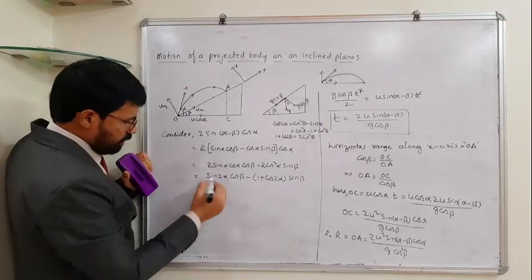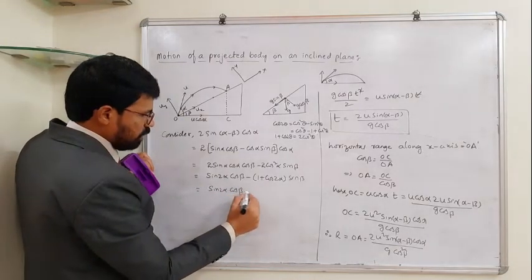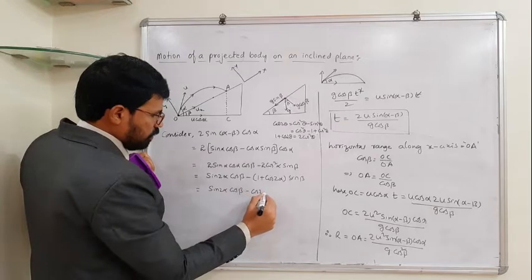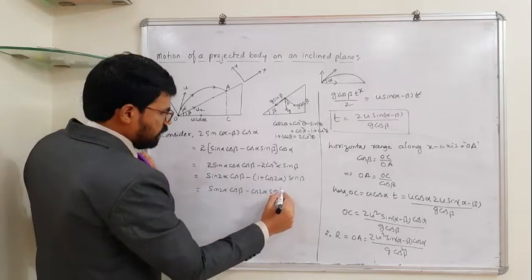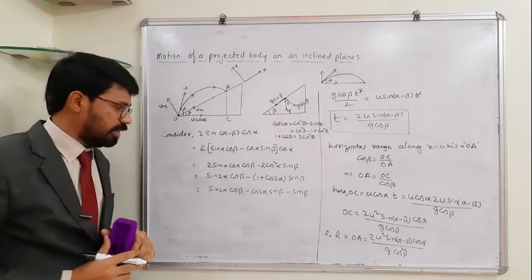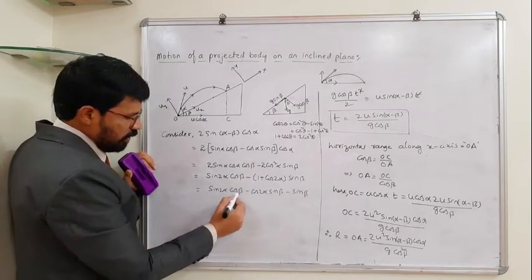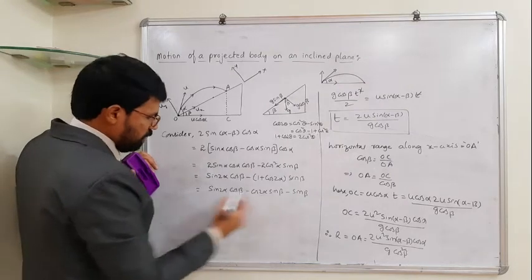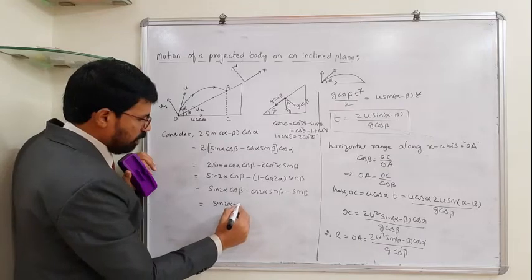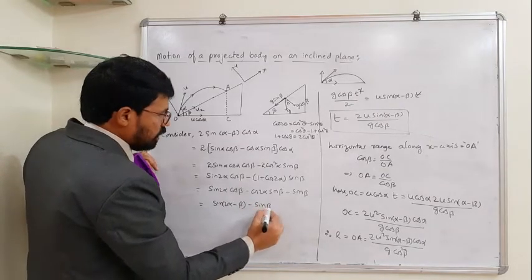Okay, so let us further simplify this. Sin 2 alpha cos beta minus cos 2 alpha sin beta minus sin beta. Okay, it is multiplied into the bracket, and from this side the negative sign is also multiplied. Now look at this one. Sin A cos B minus cos A sin B is what? Sin A minus B. So sin 2 alpha minus beta, minus sin beta.